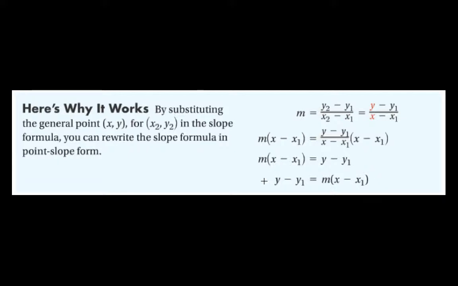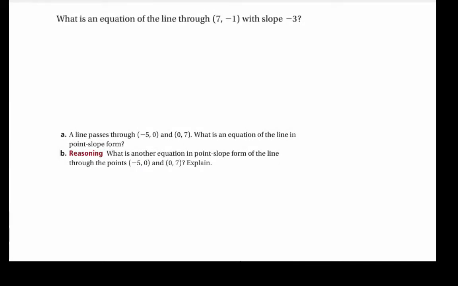If we just use the symmetric property of equality, we'll just flip that equation over. Y minus y sub 1 equals m times the quantity x minus x sub 1. So all this point-slope form is just a variation of the slope formula. So what is an equation of the line through 7, negative 1, with a slope of negative 3?